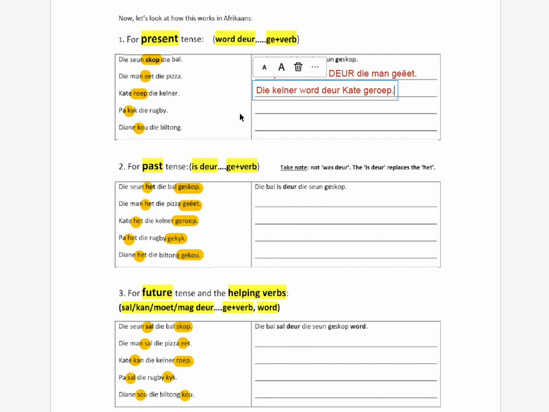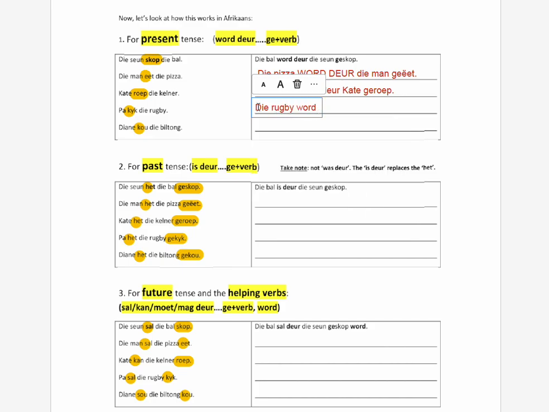All right. Then the next one, pa kyk die rugby. Die rugby word deur pa gekyk. All right. Diane kou die biltong. Die biltong word deur Diane gekou. There you go. So this is for present tense.